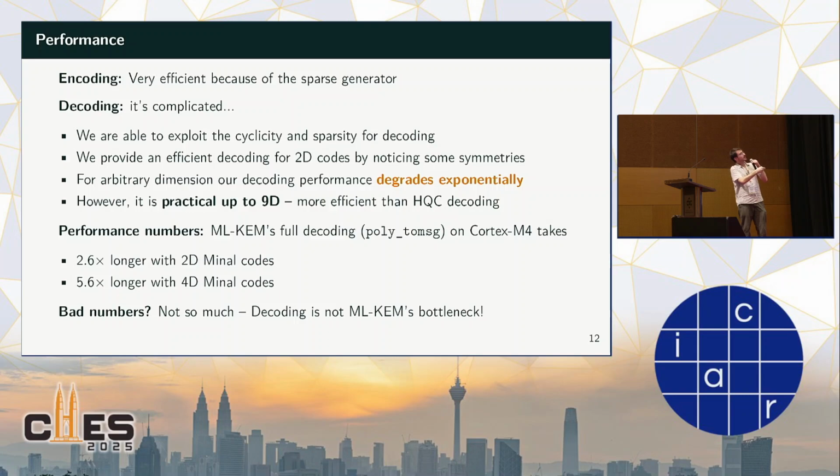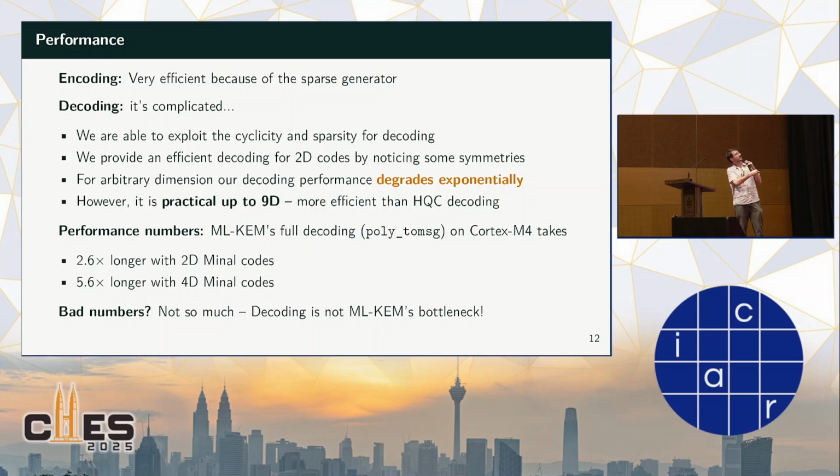We provide an efficient decoding for 2D codes by noticing some symmetry, so it's exceptionally fast for 2D codes. But for arbitrary dimension, our decoding performance degrades exponentially because we need to track every possible code word inside the main representative square or hypercube. However, it is very practical. Up to 9D, it's more efficient than HQC decoding. So we are in a reasonable range for decoding complex codes.